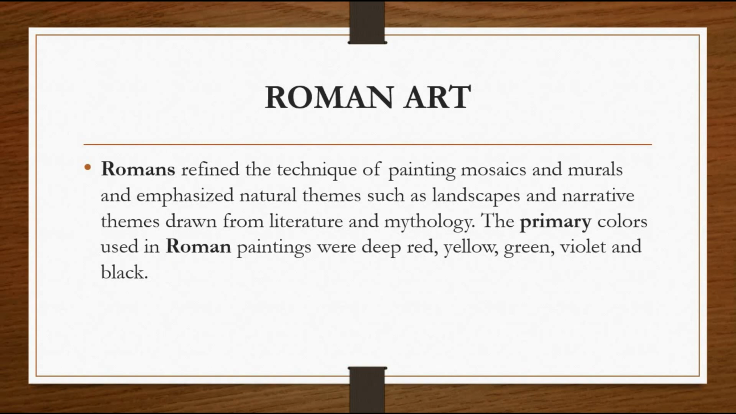The last one, we have the Roman art. Romans refined the technique of painting mosaics and murals and emphasized natural themes such as landscapes and narrative themes drawn from literature and mythology. The primary colors used in Roman paintings were deep red, yellow, green, violet, and black.